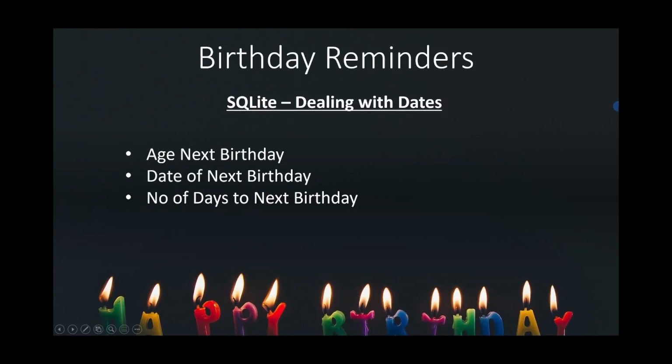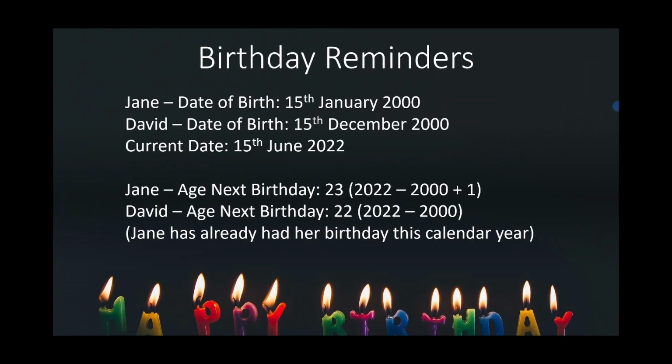So let's have a look at dealing with dates in SQLite. The three pieces of information we need are age next birthday, date of next birthday and number of days to next birthday. I'll start with age next birthday as it's slightly easier than the date of the person's next birthday. The age of someone at their next birthday can be calculated by deducting the year of their date of birth from the current year, almost. But it depends crucially on whether they've had a birthday in the current year or it's still to come.